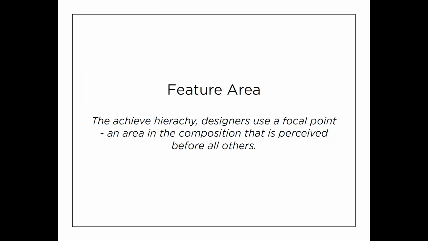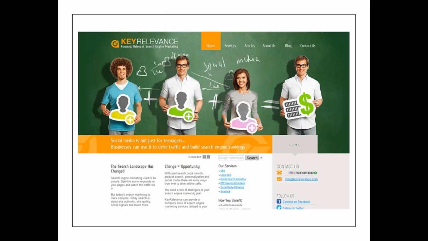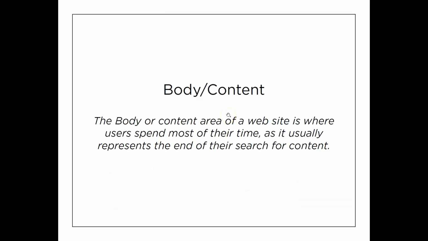A feature area is used to achieve hierarchy. Designers use a focal point, an area in the composition that is perceived before all others. Many times it's set up as a banner image at the very top of a site to give it more visual appeal. Here, it creates this hierarchy. A featured area may be a small banner area with a picture of somebody and an article that is changing all the time. All right, so this is a featured area that is being used.